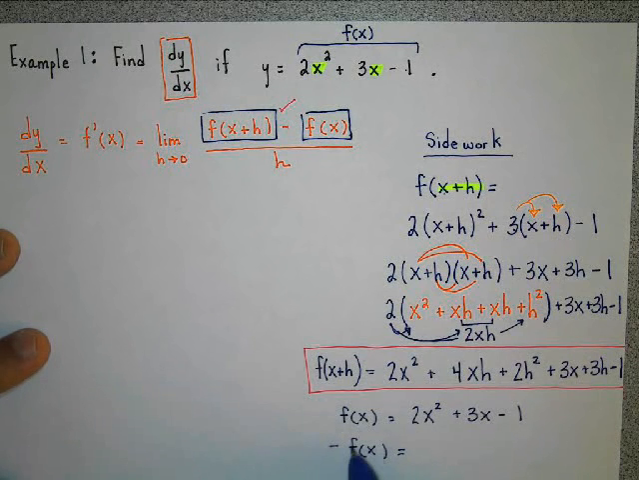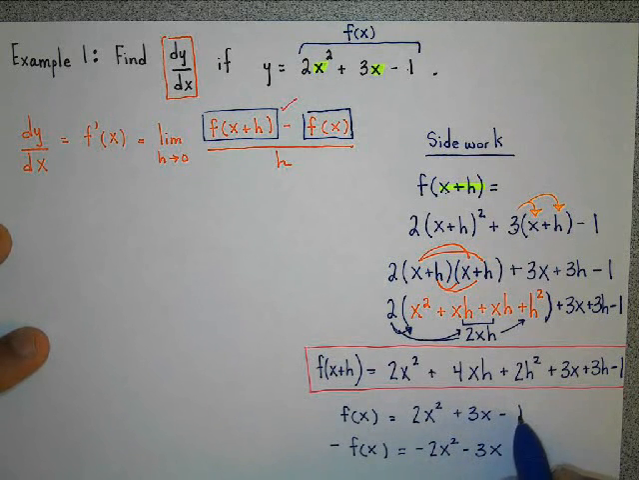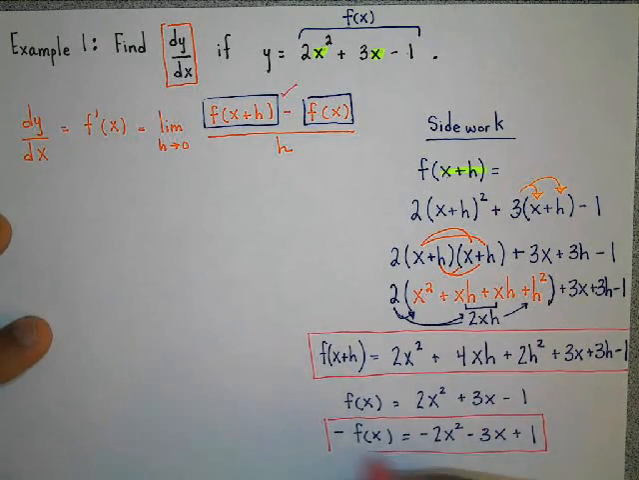So think about what we just did. We multiplied this by a negative. That means that I have to multiply all of this by a negative. So 2x squared times a negative is negative 2x squared. 3x times a negative is negative 3x. And then negative times 1 is positive 1. And so here is the negative or the minus f of x part.